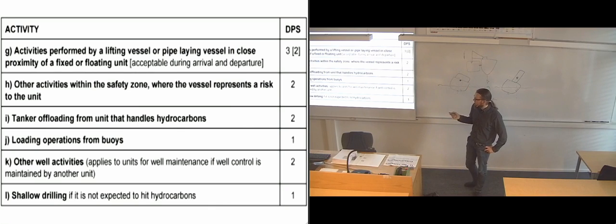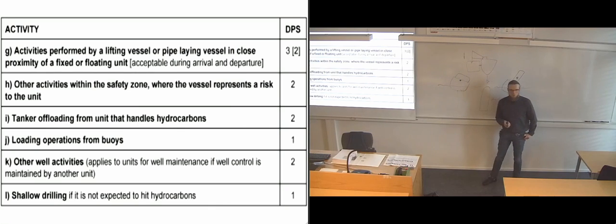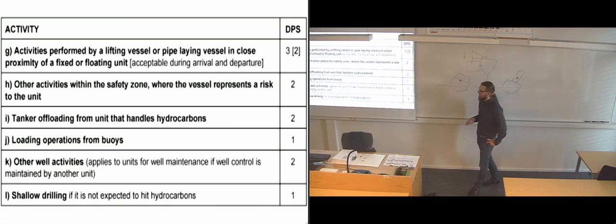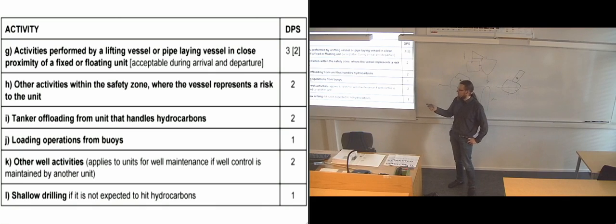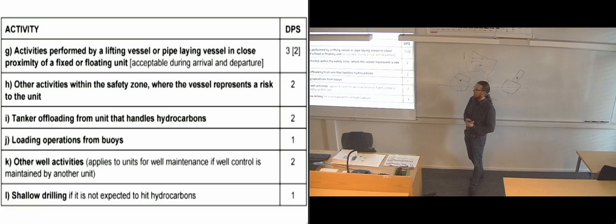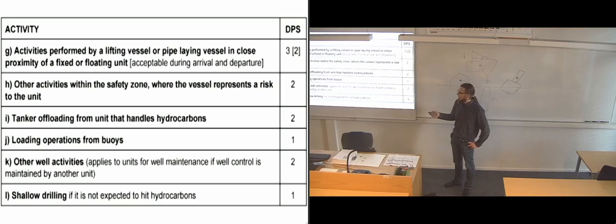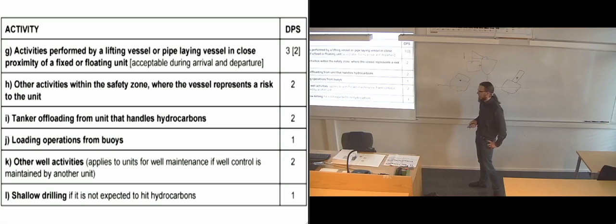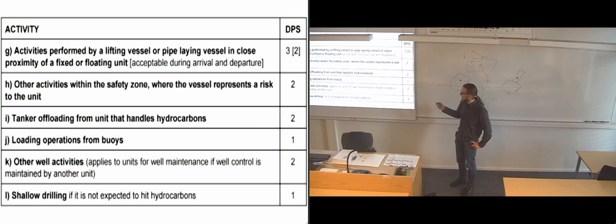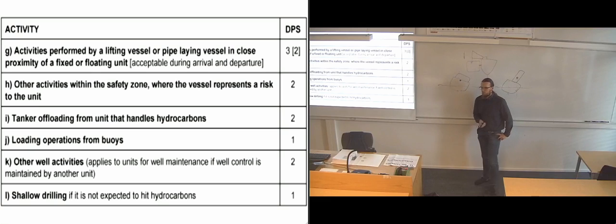Loading operations from buoys, then you just need a 1. That's not that the buoy is manned or anything like that, so you're only risking some damage to equipment. You're not risking lives or major spills or anything like that. Other well activities applies to units for well maintenance if well control is maintained by another unit. So then we have 2. And shallow drilling if it's not expected to hit hydrocarbons.